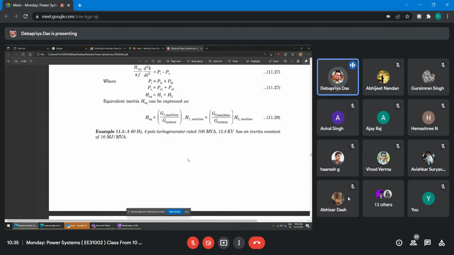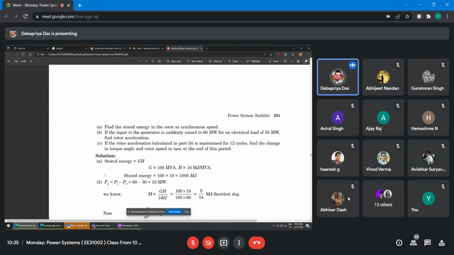Right, now take this example. A 60 Hz 4-pole turbo generator rated 100 MVA, 13.8 kV has an inertia constant of 10 megajoule per MVA. 10 megajoule per MVA is nothing but 10 seconds, because in electrical engineering we represent H in seconds. In the exam, you may not find megajoule per MVA, it may be given in seconds, right?